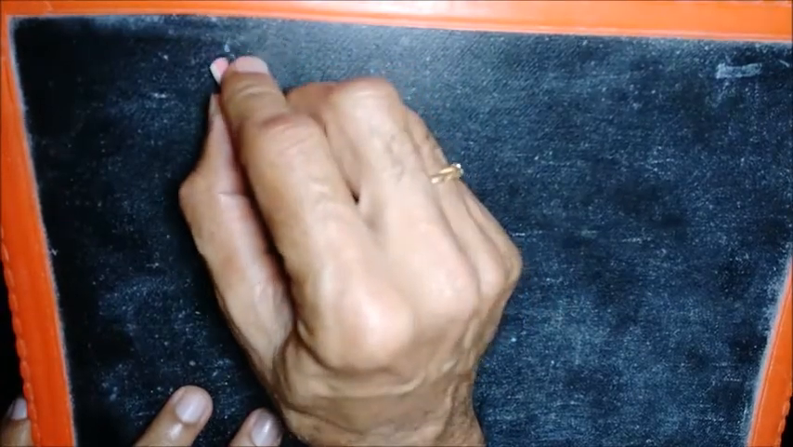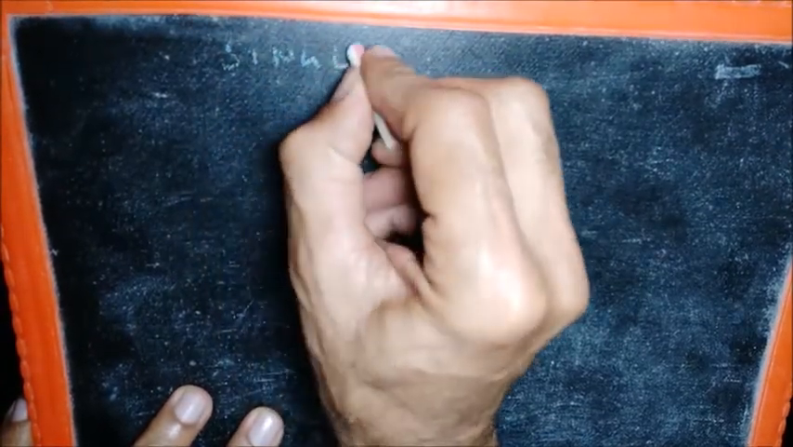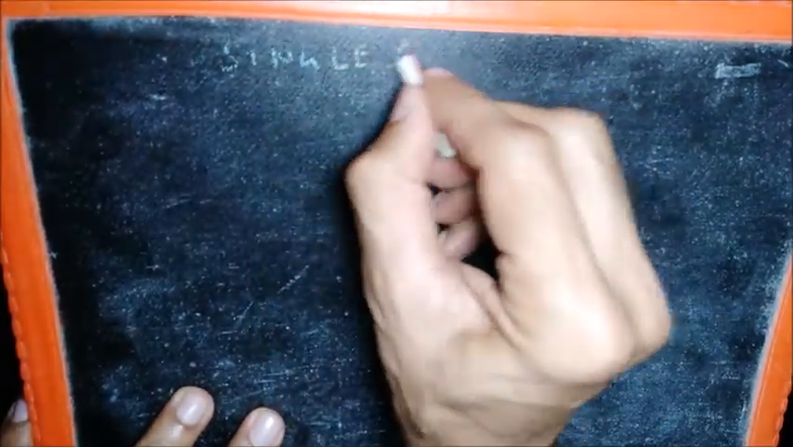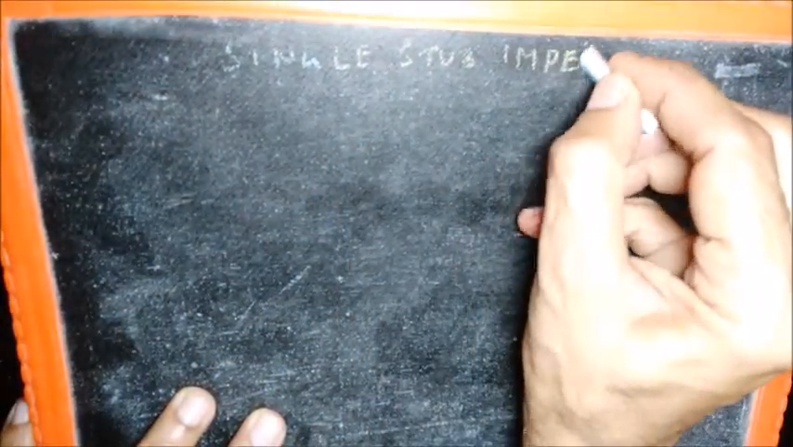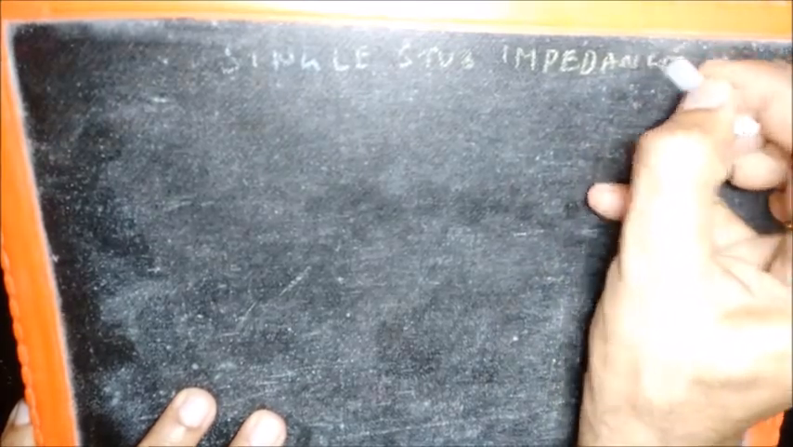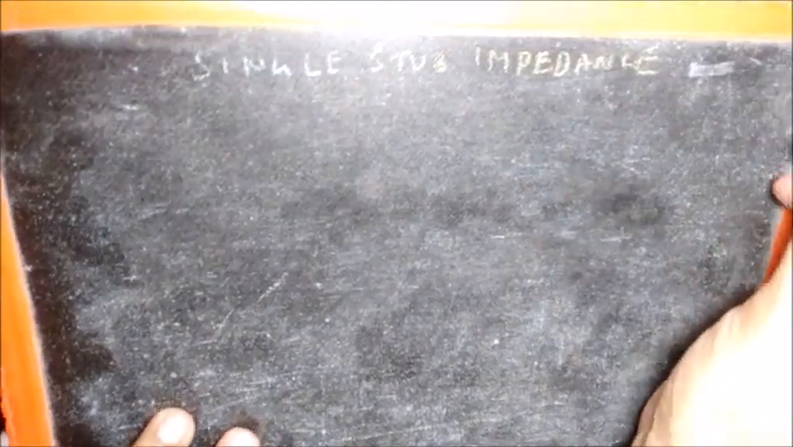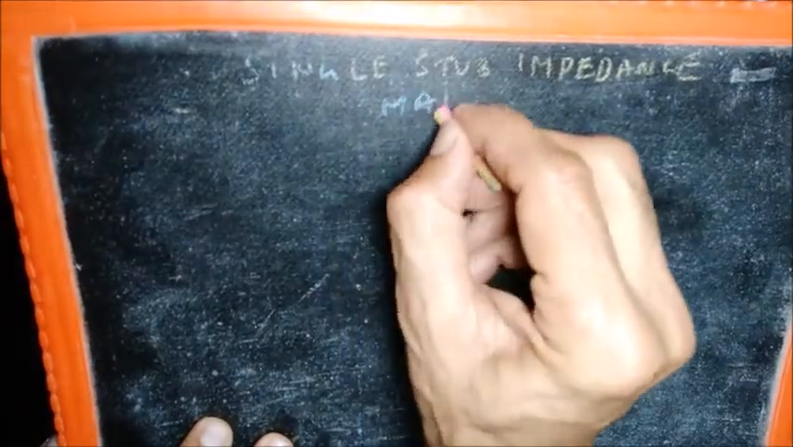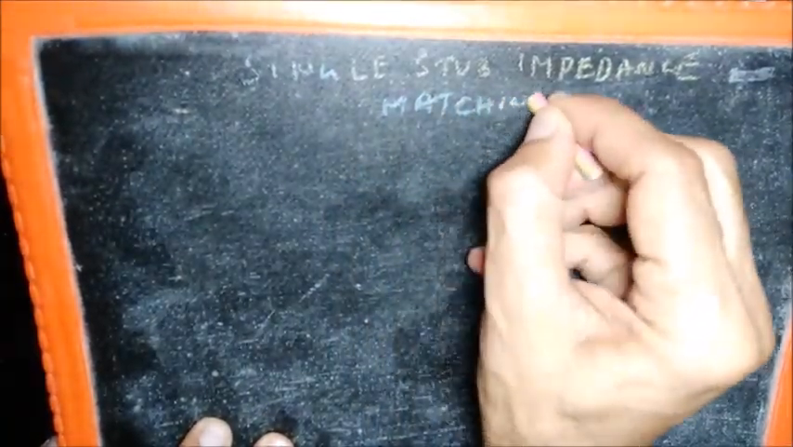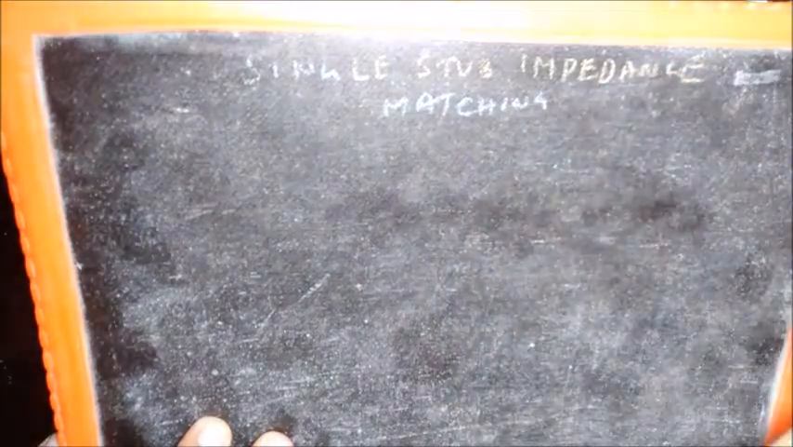Now, before we work out the examples, there is one topic to be discussed, that is single stub impedance matching. Single stub impedance matching. This topic is to be discussed.